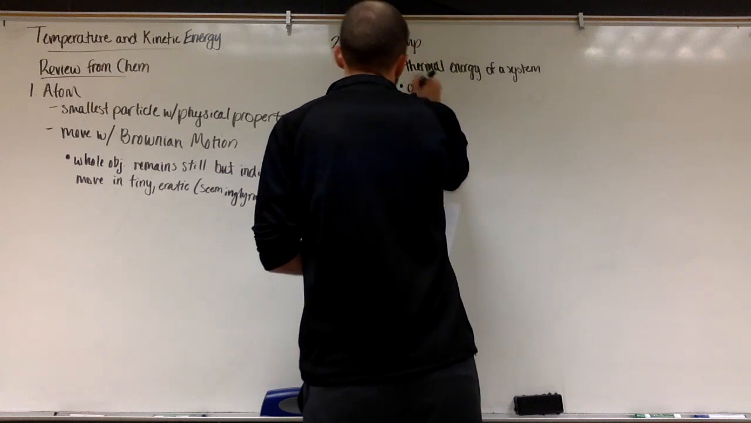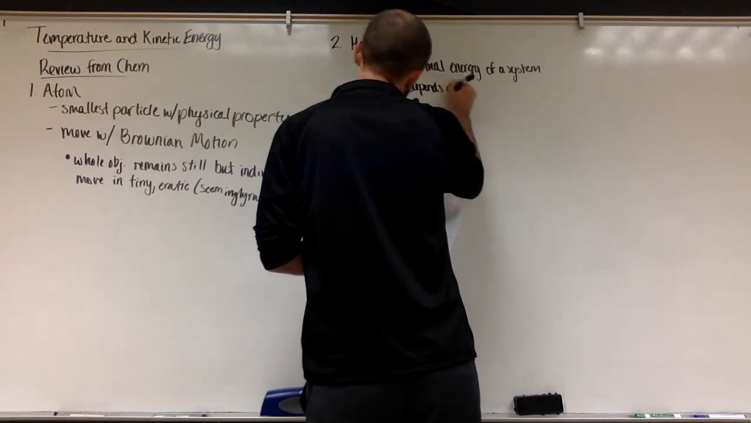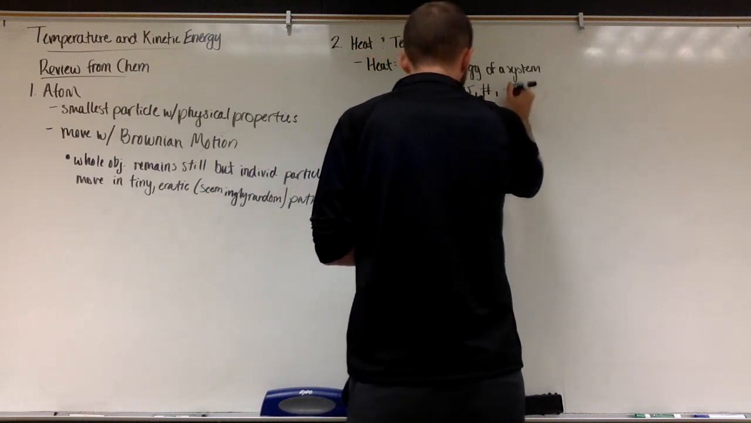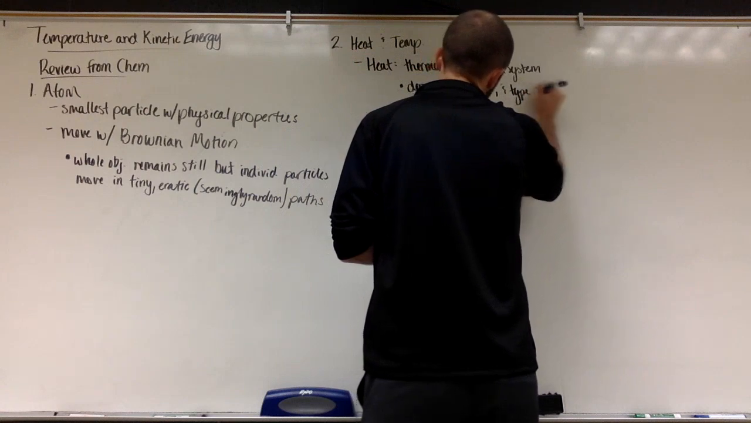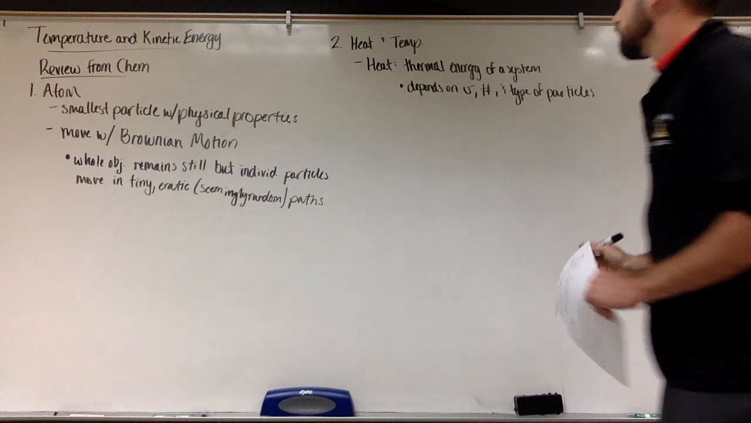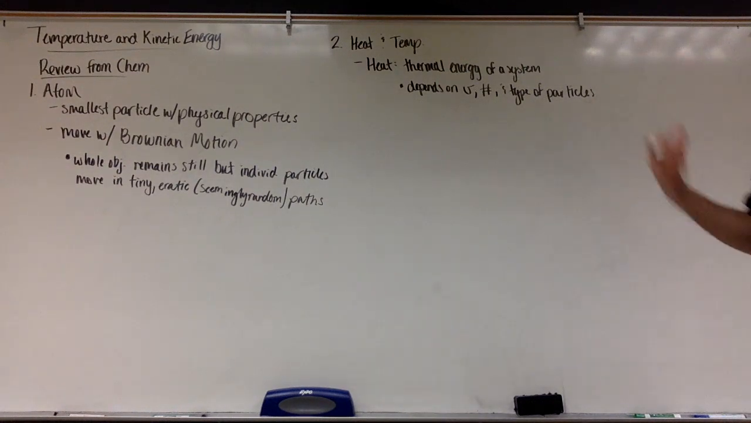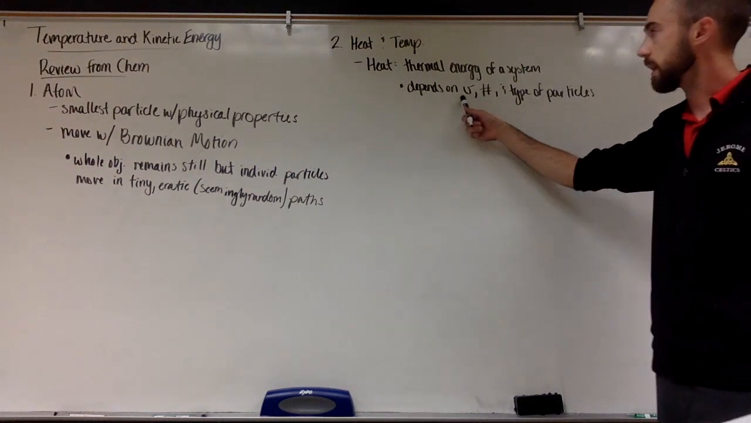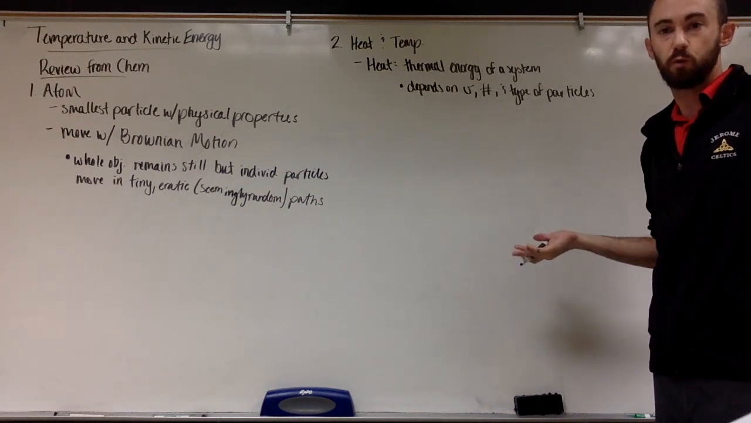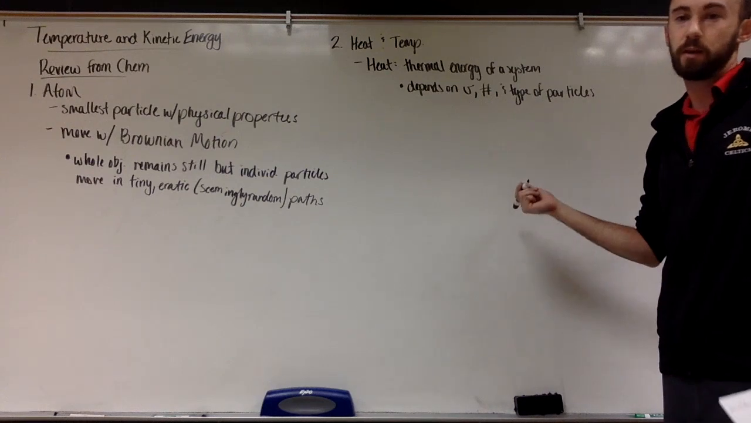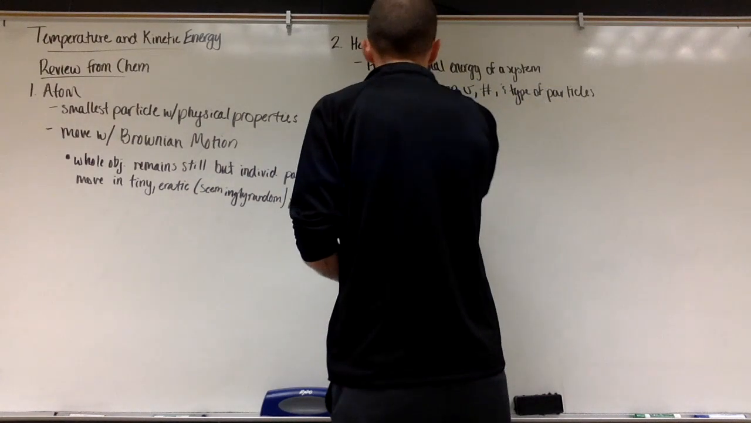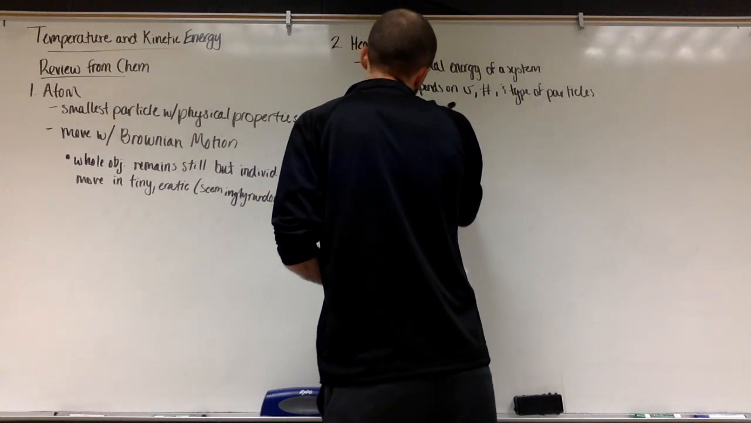And heat depends on the velocity, the number, and the type of particle. More velocity you got, faster they're moving, higher average kinetic energy, so there's going to be higher heat. The more particles you got, there's going to be more energy in the system, obviously, if there's more particles there to have them. And then the type, the bigger they are, the more energy they're going to carry with them. Heat is measured in joules.